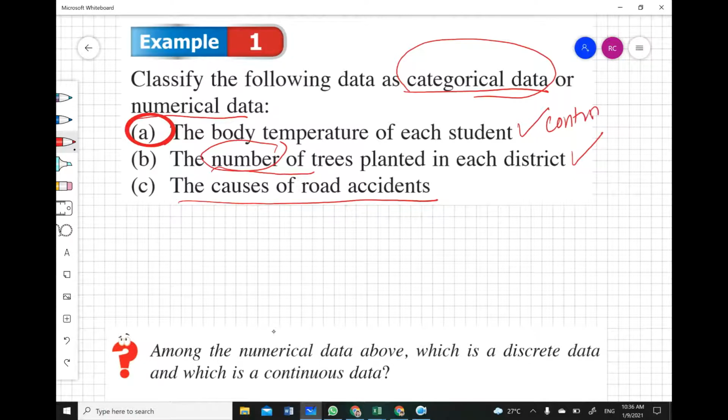The number of trees? Discrete. Yes, very good. Discrete, because we cannot have 1.5 tree. The tree must be a whole piece. If it's 1.5, the tree is not living anymore because you cut down the tree already. But it depends on the situation, if they want the tree alive or the tree that is already cut down. Basically this one is discrete data if it is planted on the ground.